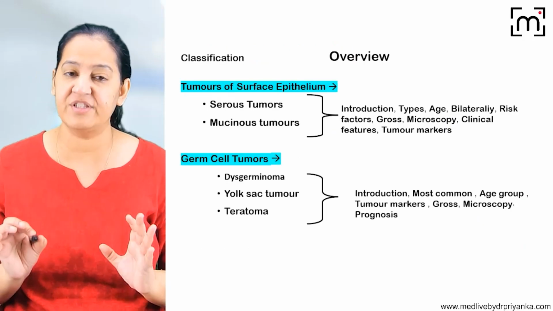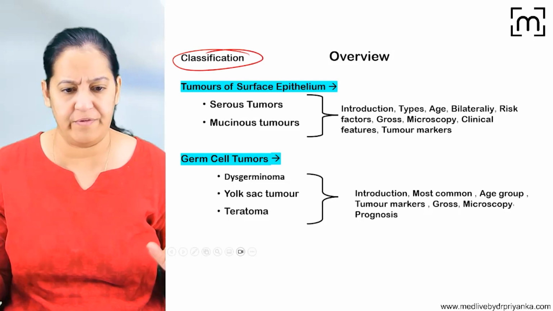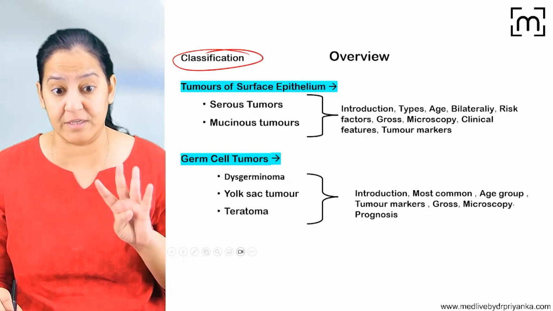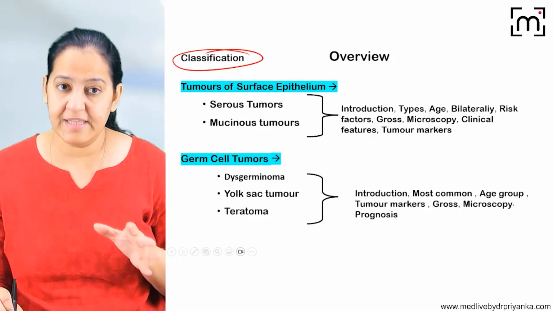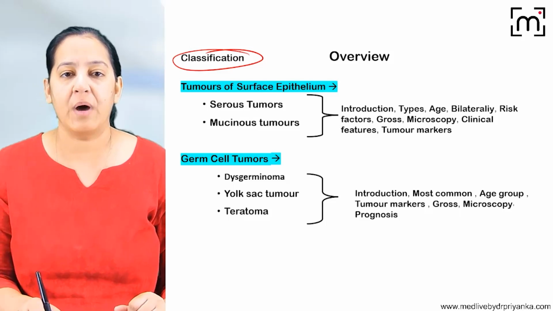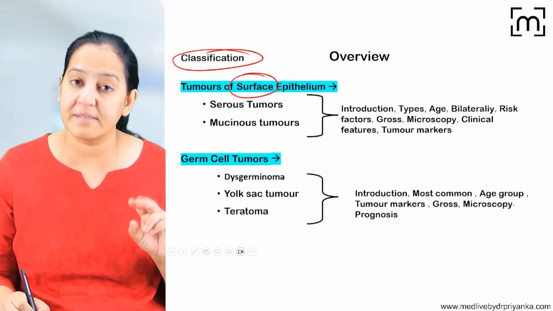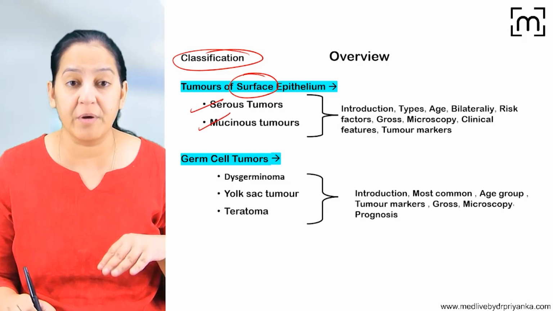These are the headings under which I'm going to describe this topic. So first of all, I will let you know the classification of all ovarian tumors. I will divide the ovarian tumors under 4 categories. Out of them, we will discuss the details of few, the ones which are important in our syllabus and frequently asked in university exams. I will be discussing serous tumor and mucinous tumor in detail, among the surface epithelial tumors.